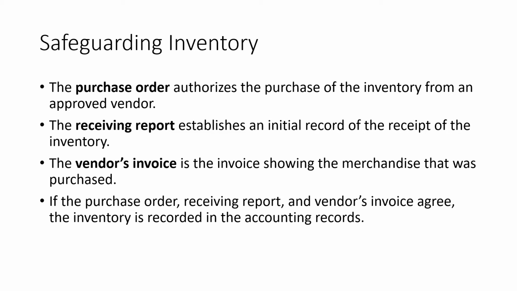A purchase order is the document that authorizes inventory to be purchased. The receiving report is a document that you go through and check off to make sure that when a shipment arrives, all of the inventory that you actually purchased does come with the shipment. So making sure that you received everything that you ordered. The invoice is then from the vendor, which we've talked about before, from the supplier, and it shows what was purchased. So you want to make sure that all three of these documents agree before you record the inventory on the books.